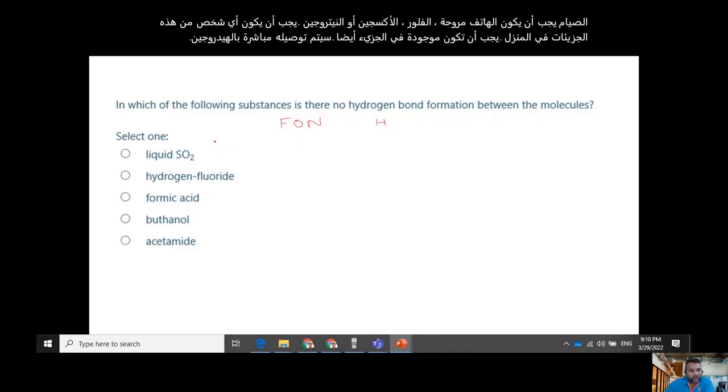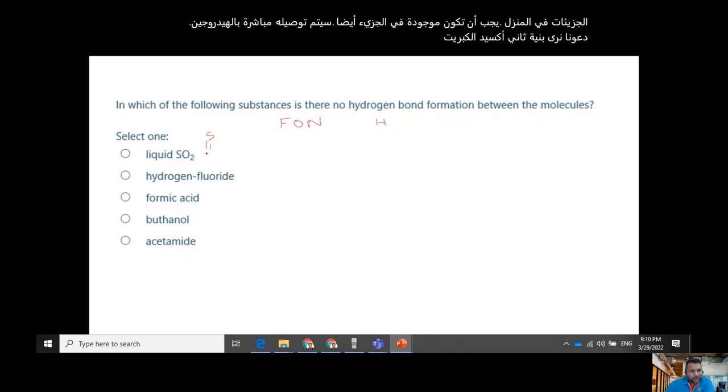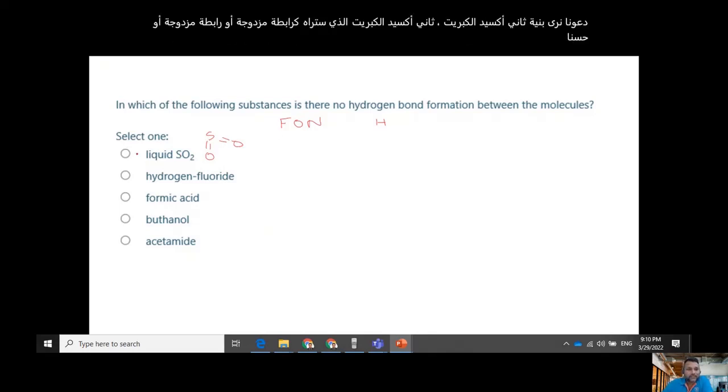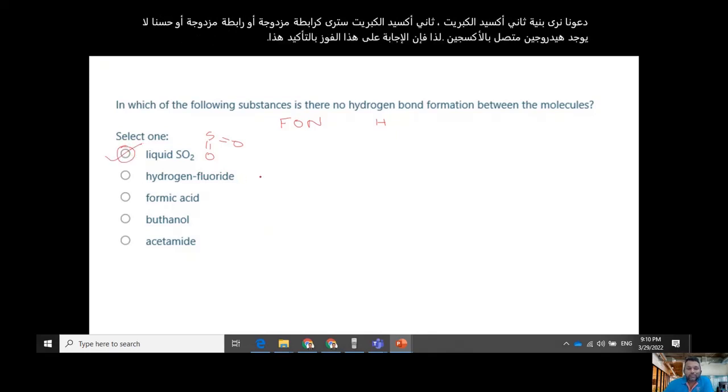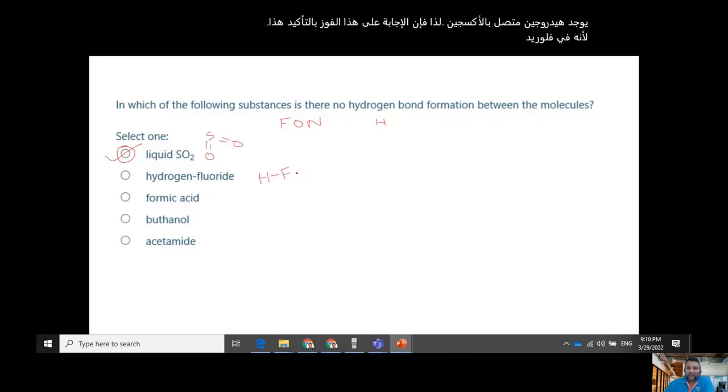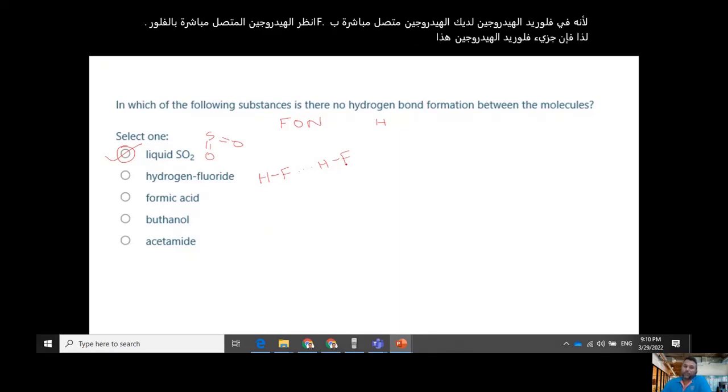Sulfur dioxide, you will see S double bond O double bond O. Okay, there is no hydrogen connected with oxygen. So the answer for this one, definitely this. Because in hydrogen fluoride, you have hydrogen directly connected to fluorine. So this hydrogen fluoride molecule will make a hydrogen bond with the nearest hydrogen fluoride molecule.